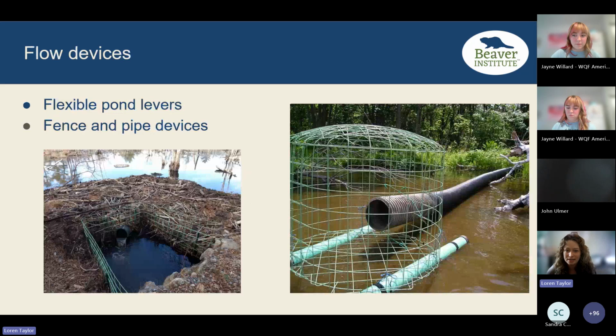All right, so next we have flow devices. Flow devices regulate the water level by creating a permanent hole in the dam and setting the pond depth at the height of the pipe. Basically, however high we set the pipe, that is dictating the water level. We're only going to talk about two types of flow devices today because we don't have much time, and those are flexible pond levelers and fence and pipe devices. If you are interested in the Beaver Corps training, there are a lot of other techniques out there, but these are the two for today.